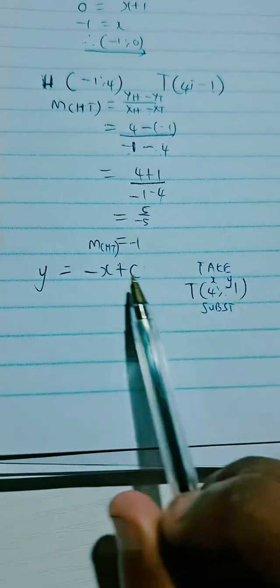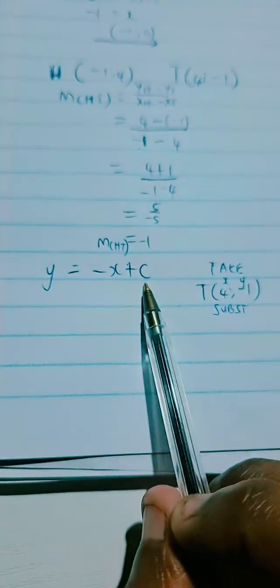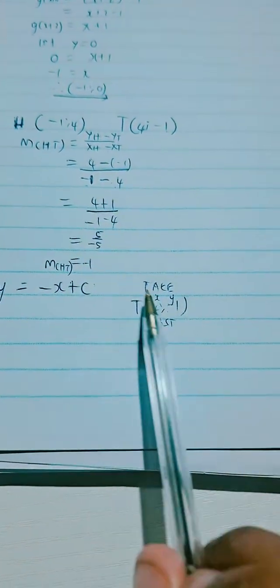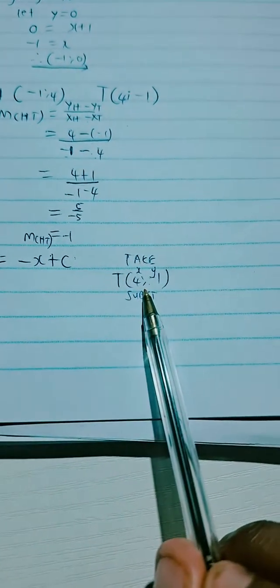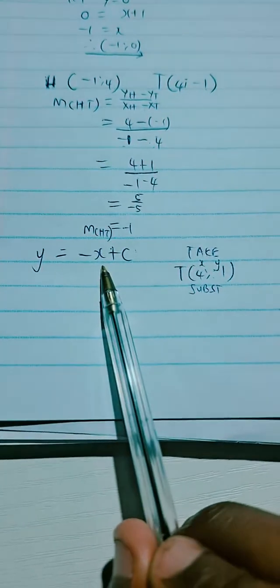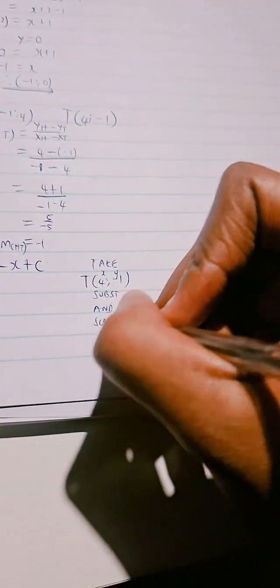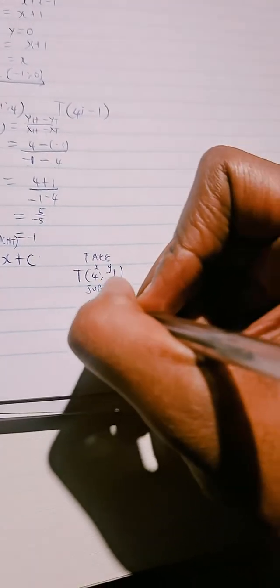Why do we substitute a point? It's because we want to solve for the c value. Remember, in our function, they did not give us a y-intercept. So therefore, it means we need to find it. After finding the gradient, we substitute any of the two points and solve for c. All right, makes sense, guys?